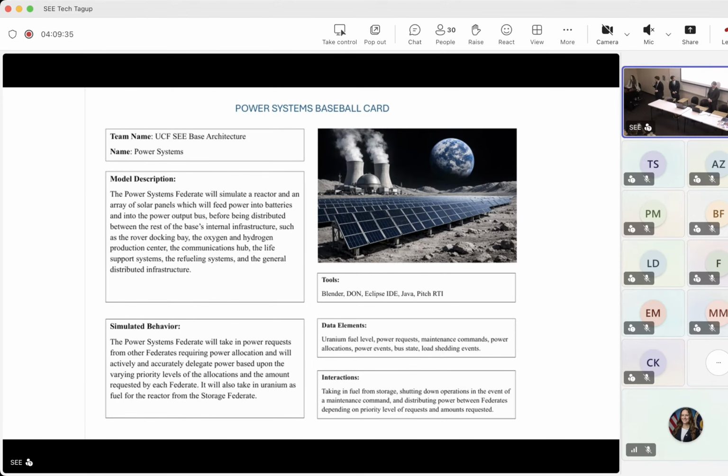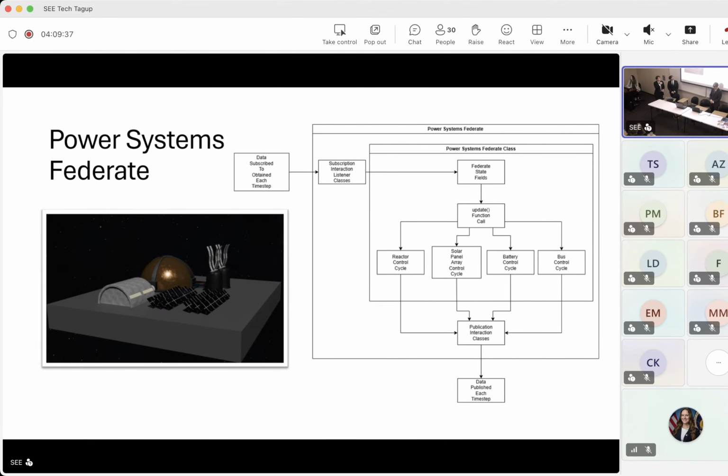Next slide, please. So on the left here, you can see our beautiful 3D model for the power system itself, developed by Cody. And then on the right, you're going to see a diagram of the flow of information in an arbitrary time step of the simulation. So first, it's going to subscribe to data from external federates that it will take in. This data is going to be caught by subscription interaction listener classes, which will then use this information to update the federate state field values that live in the Power Systems Federate class.